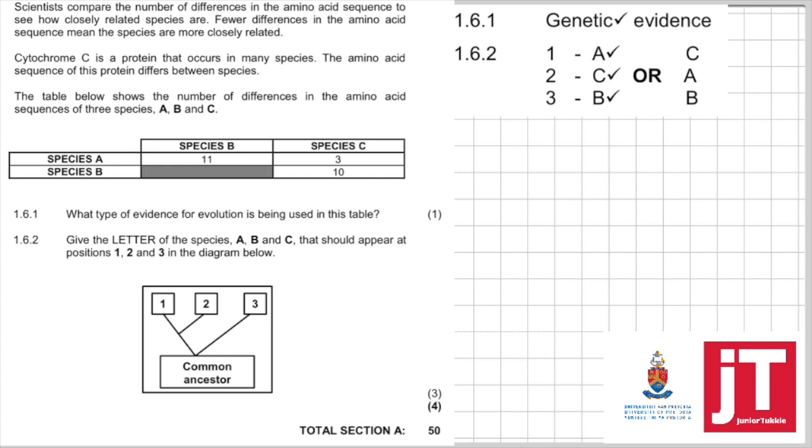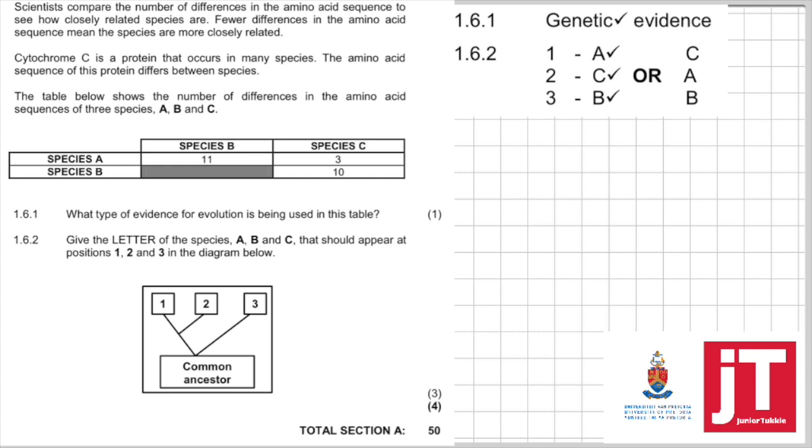1.6. Scientists compare the number of differences in the amino acid sequence to see how closely related species are. Fewer differences in the amino acid sequence mean the species are more closely related. Cytochrome C is a protein that occurs in many species. The amino acid sequence of this protein differs between species. The table below shows the number of differences in the amino acid sequence of 3 species A, B, and C. Right. 1.6.1. What type of evidence for evolution is being used in this table?